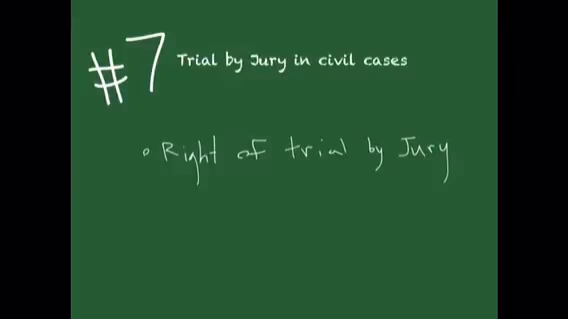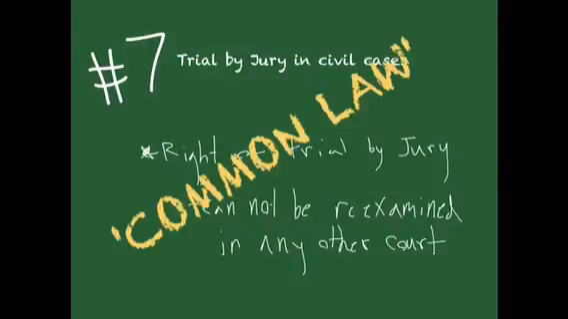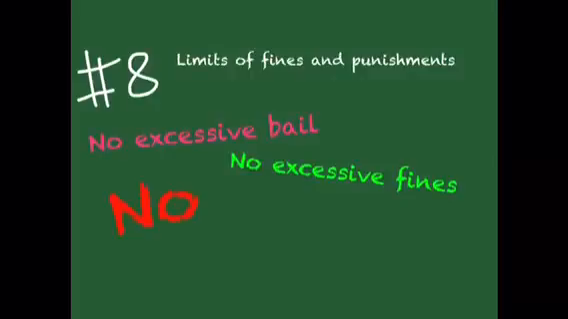Number 7, trial by jury in civil cases. Right of trial by jury cannot be re-examined by any other court. This was based off common law. Number 8, limits of fines and punishments. No excessive bail, no excessive fines, and absolutely no cruel and unusual punishments.